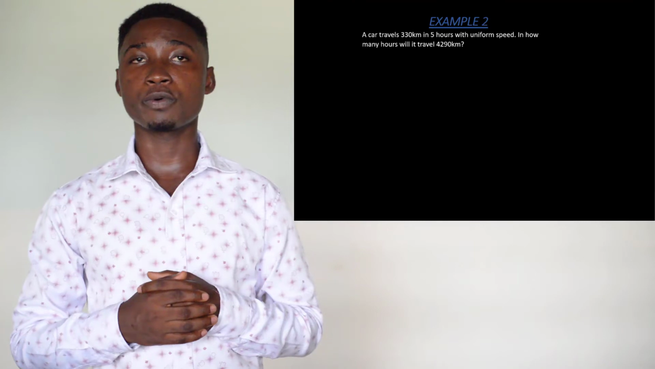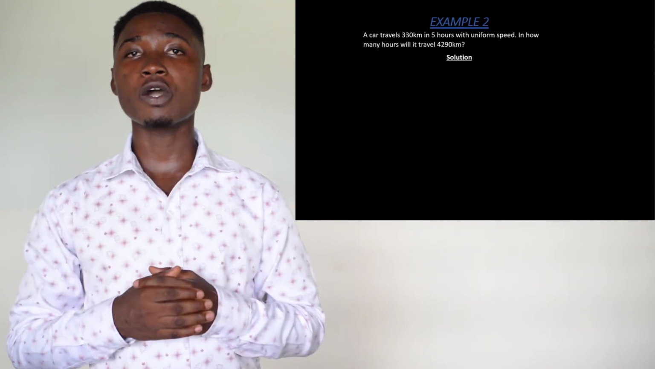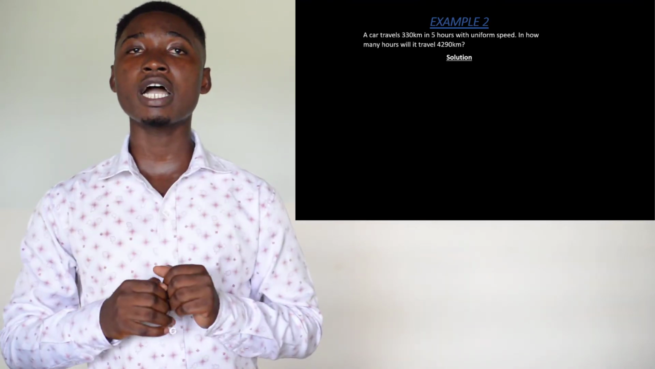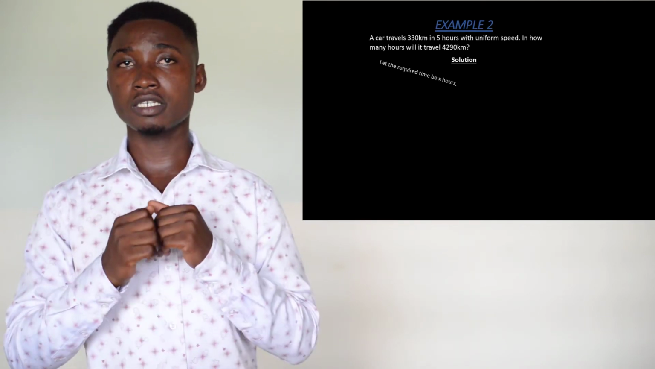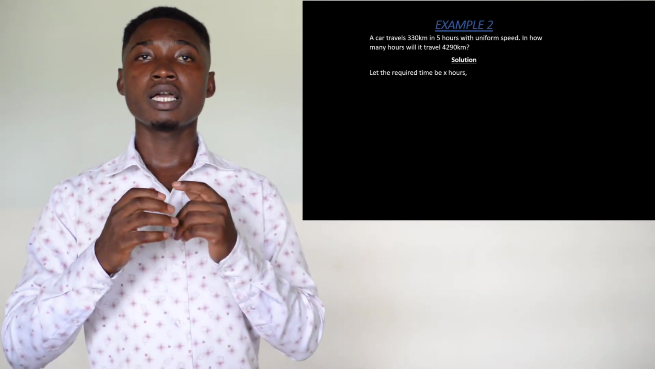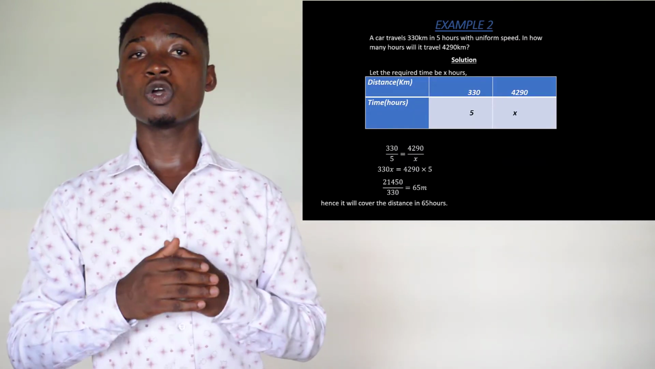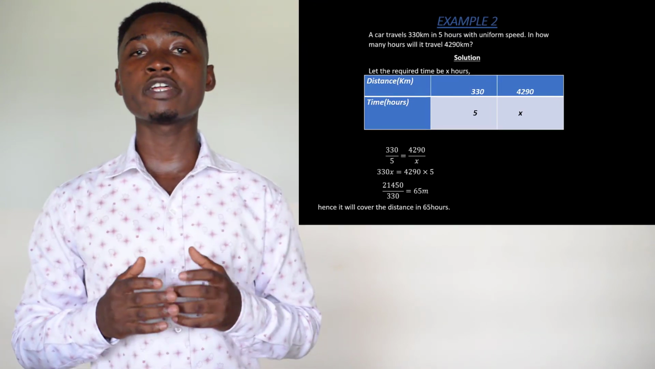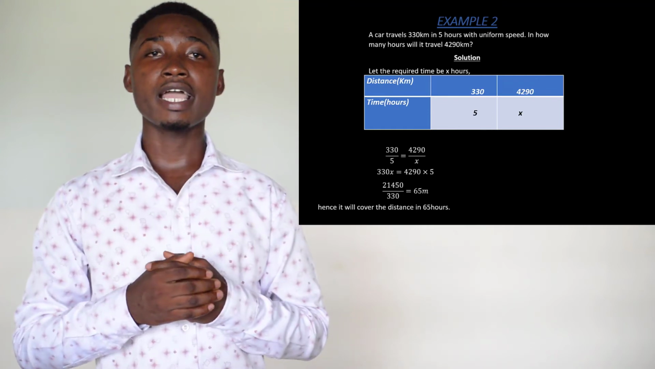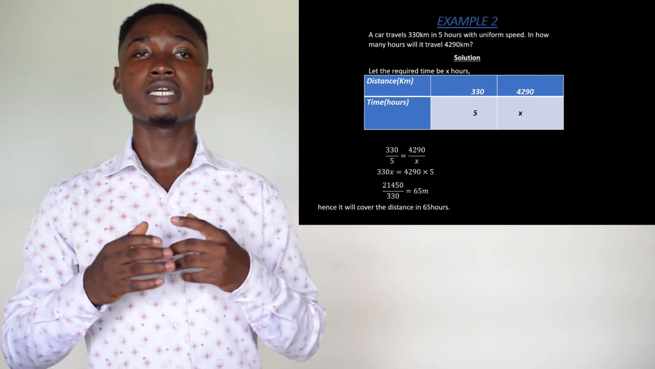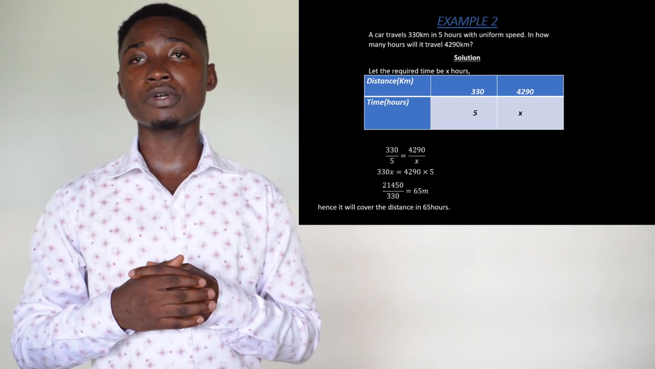Let's take another example. A car travels 330 kilometers in 5 hours with a uniform speed. How many hours will it take to travel 4,290 kilometers? Let the required time be x hours. 330 over 5 is equal to 4,290 over x. You get 330x is equal to 4,290 times 5. Then we have x is equal to 65 hours.